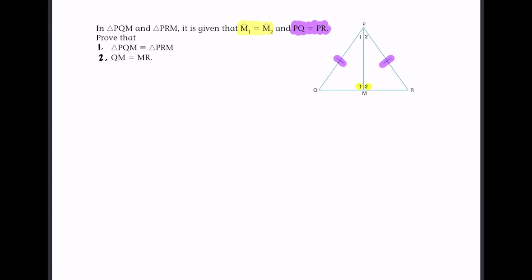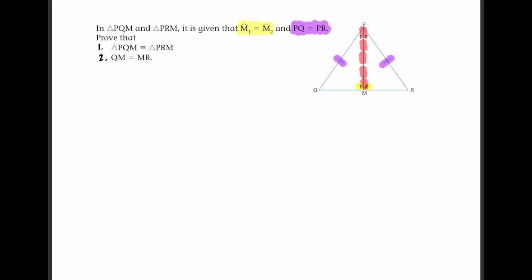So now, I want to prove that these two triangles are congruent. In order to prove that they're congruent, I need to satisfy one of the four conditions of congruency: side, side, side; side, angle, side; angle, angle, side; right angle, hypotenuse, side. If I look at these two triangles, I already have PQ equal to PR because that was given to me. Then the other thing that I have is this line PM.